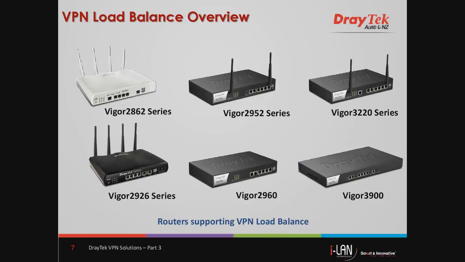Current routers that support VPN load balance are basically all DrayTek routers with two or more WAN ports which can operate simultaneously. That is the Vigor 2862 series, the Vigor 2926 series, the Vigor 2952 series, the Vigor 2960, the Vigor 3220 series and the Vigor 3900.